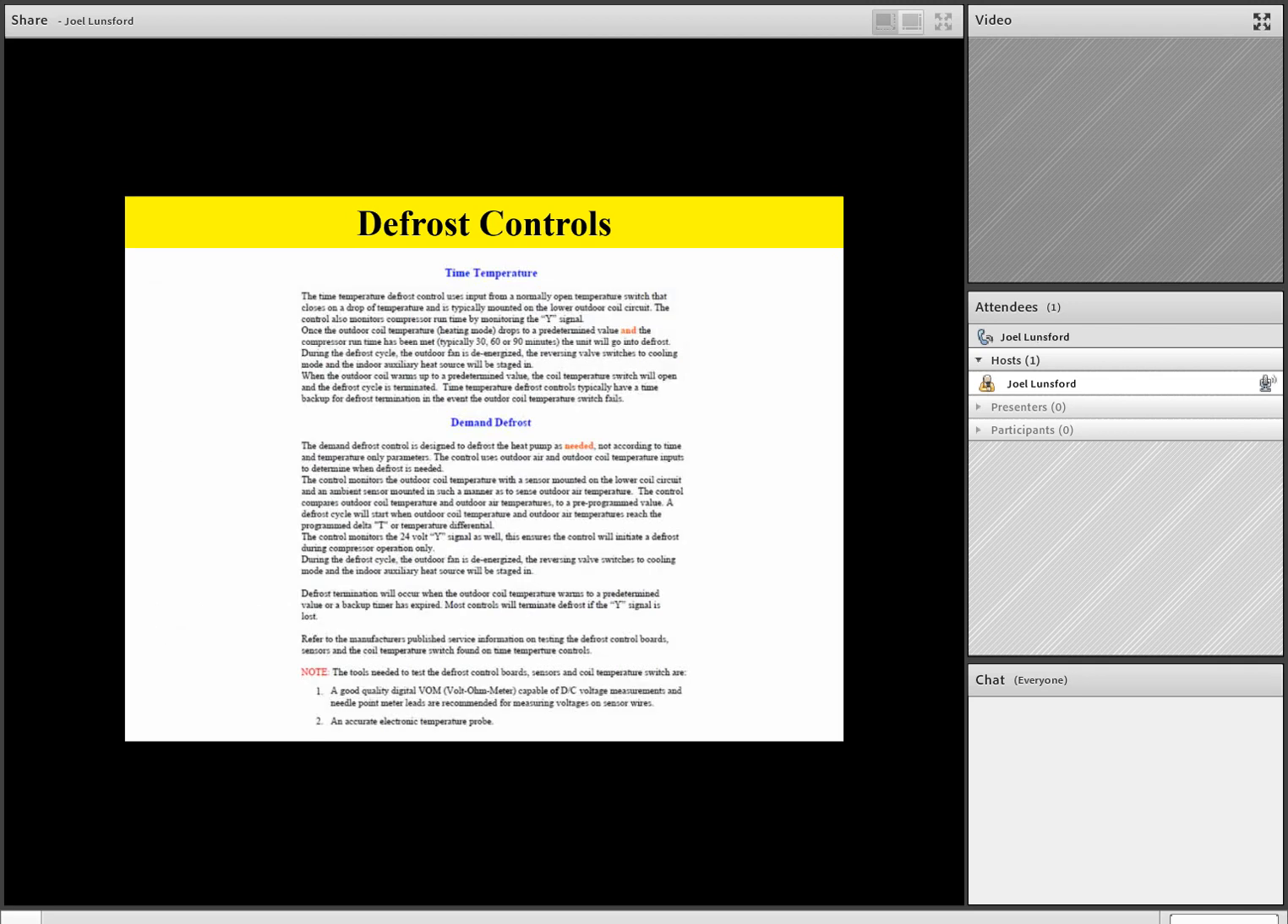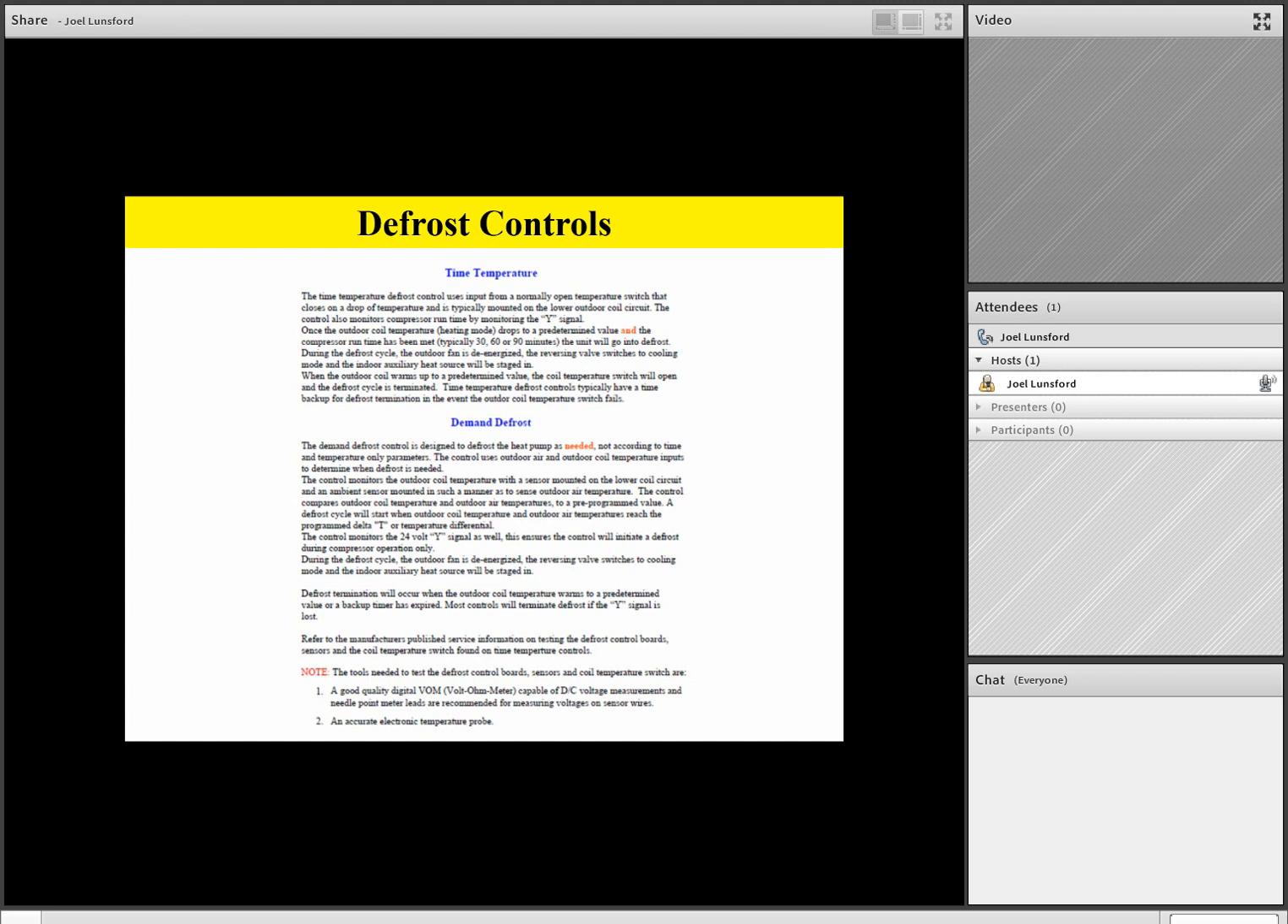So, defrost control principles. If you'll please refer to your handout or your workbook and find this text field, you'll notice that it has some very important information concerning time temperature as well as demand defrost controls. The main thing about a time temperature defrost control from a review standpoint is that it will continually monitor the Y signal of the compressor. In addition, the time temperature control has a normally open set of contacts, or more specifically a defrost control switch that's going to close electrically on a drop of temperature. This switch is mounted on the lower coil pass of the outdoor coil.